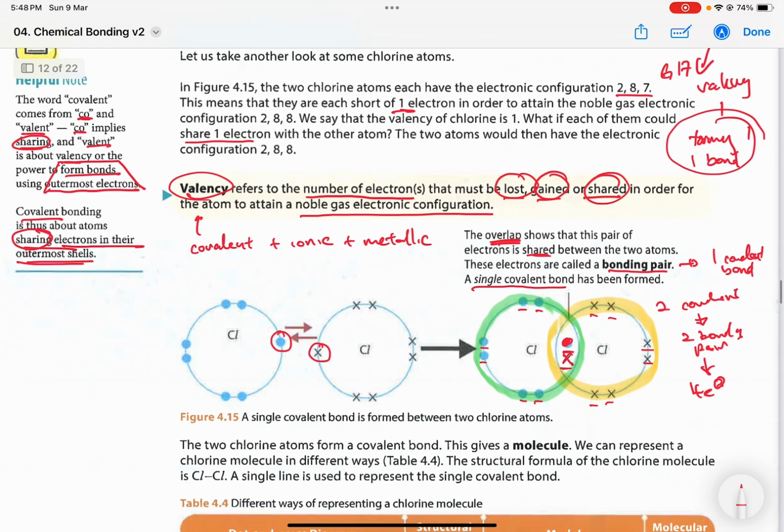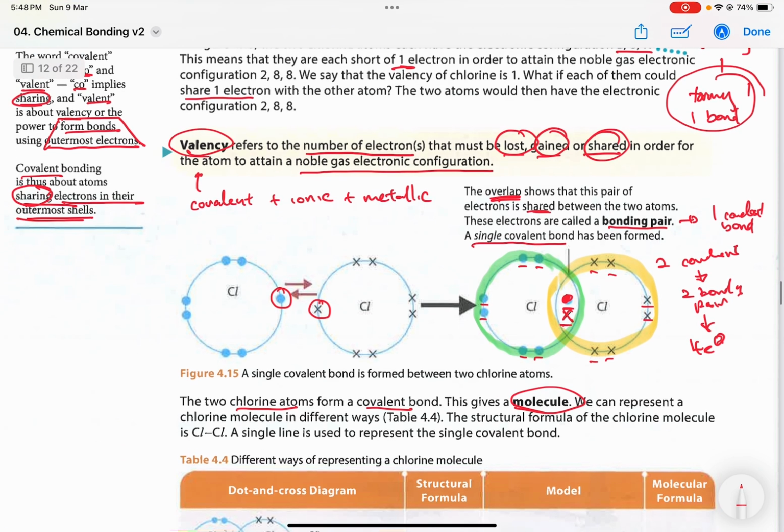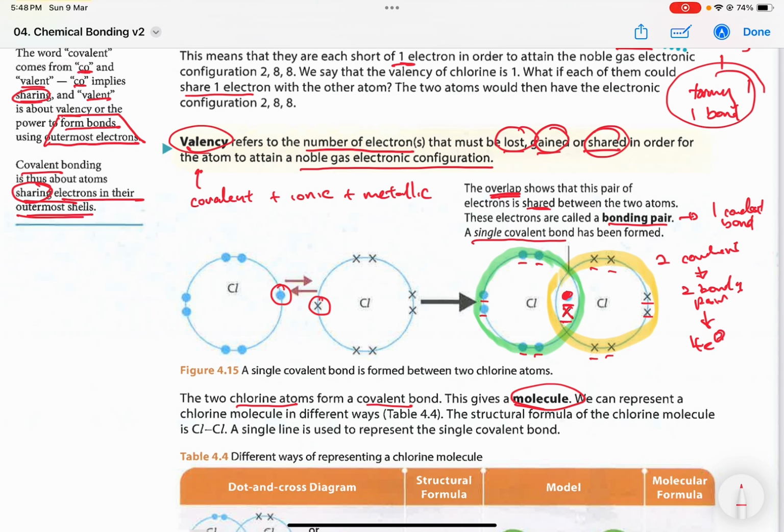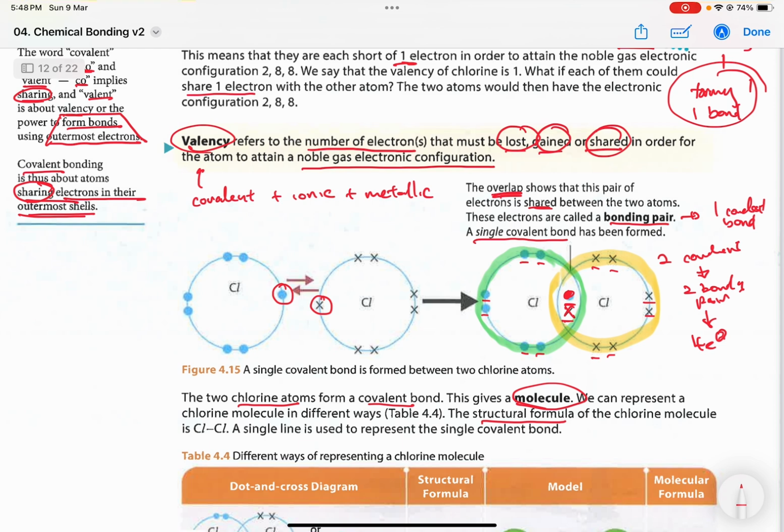Now, once the 2 atoms form a covalent bond, we now call this a molecule. This diagram here can also be represented by what we call a structural formula. The structural formula ignores all the electrons that are not involved in bonding. It just focuses on the electrons in the bonding part. So I have one chlorine on the left, one chlorine on the right. The bonding pair forms a single covalent bond. Therefore, this is the single covalent bond. The single line there represents the single covalent bond.